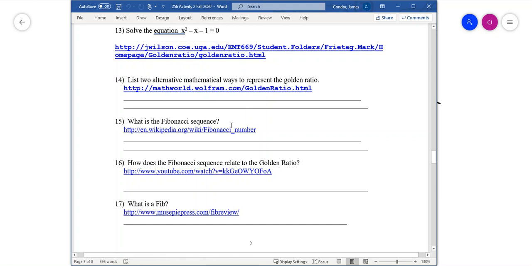So number 15, what's the Fibonacci sequence? Because that's the one that people typically understand. Fibonacci wasn't a mathematician, but he did a lot of stuff. He was in trade and shipping in, I think, Northern Africa and Europe. But he liked drawing maps, and he would mess around with some puzzles and things in math. But he ended up coming up with this sequence. And how does it relate to the golden ratio?